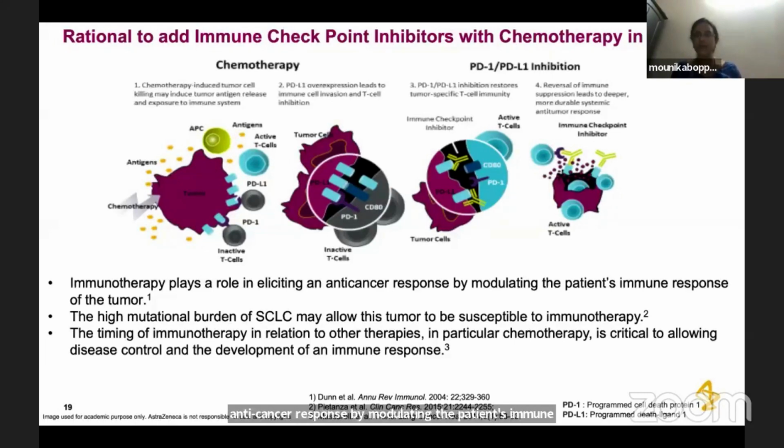So immunotherapy plays a role in eliciting an anti-cancer response by modulating the patient's immune response to the tumor. And small cell lung cancer is known to have a very high mutational burden, more neoantigens, and so more susceptibility to immunotherapy. The timing of immunotherapy in relation to other therapies, in particular chemotherapy, is critical to allow disease control and the development of an immune response.